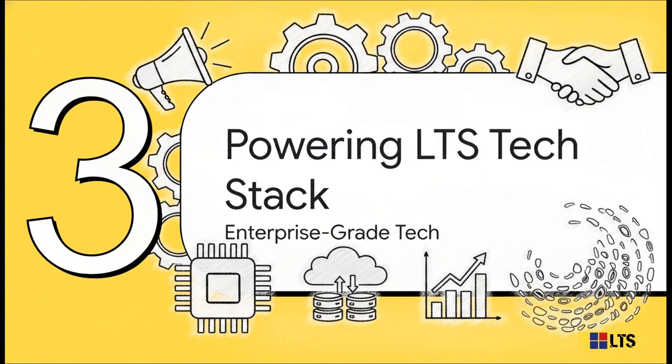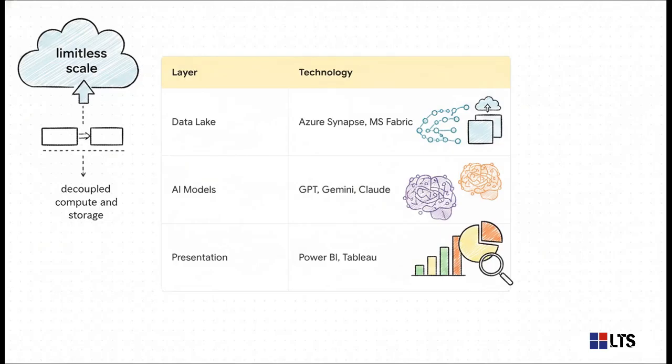Section 3. Powering the LTS tech stack. The savvy clients are definitely going to want to know what's under the hood, and knowing these names builds instant credibility. So when a CIO leans across the table and asks about architecture, you can confidently list off the top-tier tech powering LTS. For building that data lake, we leverage industry heavyweights like Azure Synapse and MS Fabric.